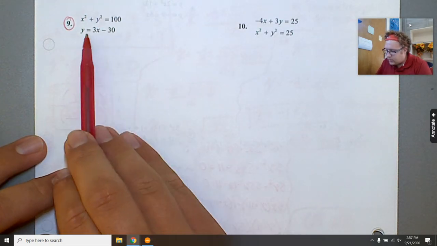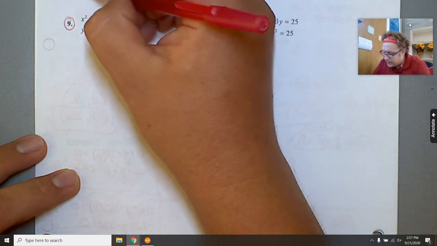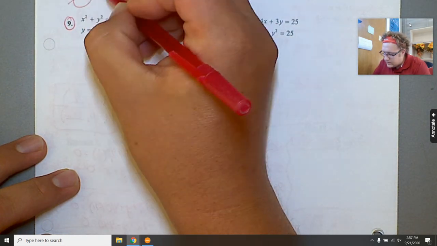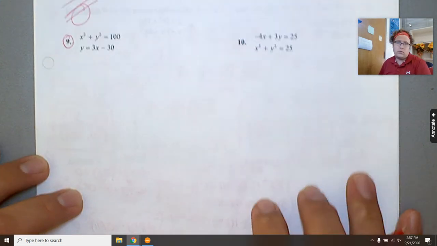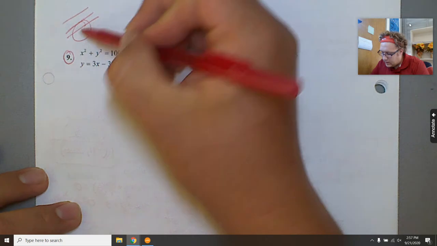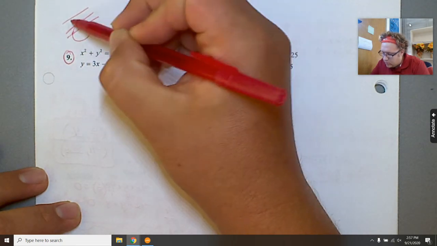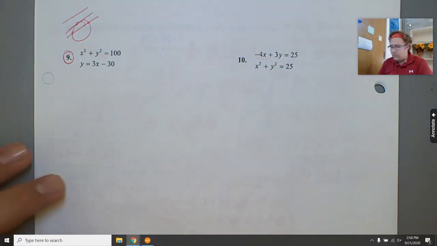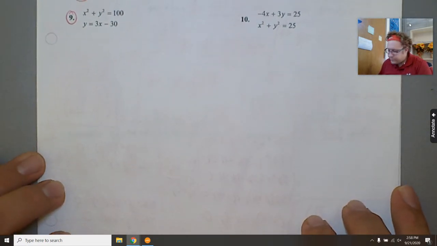And then you look at this one, 3x minus 30, that's a line. So we've got something happening here that's either like this, or like this. There we go, right? It could be crossing twice, it could be crossing once, or over here crossing none. So we have all those possibilities here. Let's algebraically figure this out.